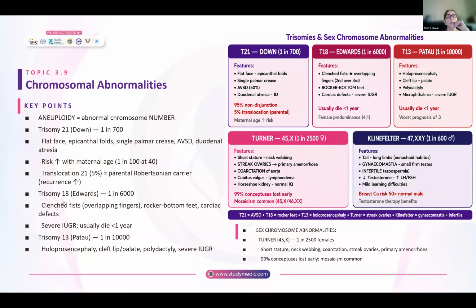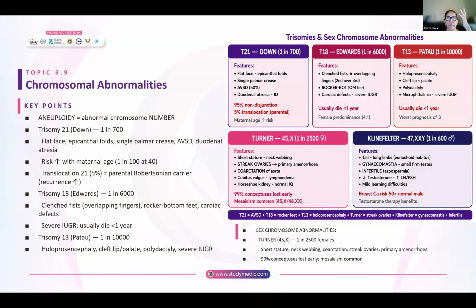Then you have trisomy 18. That means there are 3 chromosomes, chromosome number 18, you have 3 of them. It is called Edwards. It is more rare than Downs, 1 in 6,000 births. It has again very characteristic features. There are clenched fists. That means at ultrasound, you will see the fists. Normally in the fetus, the fists are open. If you see clenched fists at ultrasound, at the anomaly scan, you have rocker bottom feet.